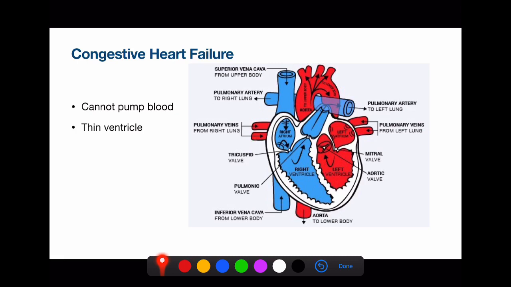So a congestive heart failure is when the heart cannot pump enough blood. The ventricle walls are thinned, which causes blood to remain there and not reach the rest of the body. So here's a picture of a normal heart. The blood enters from the superior vena cava and the inferior vena cava, and when it comes into the right ventricle, some of the blood remains there instead of splitting off into the left lung and right lung from the pulmonary artery.